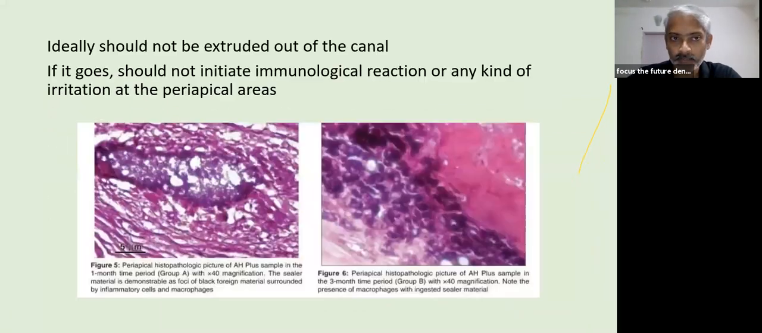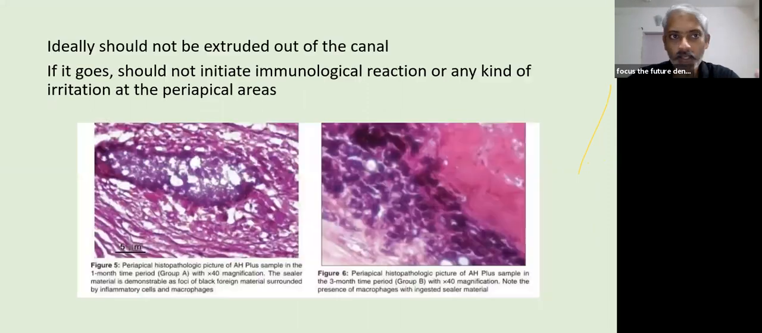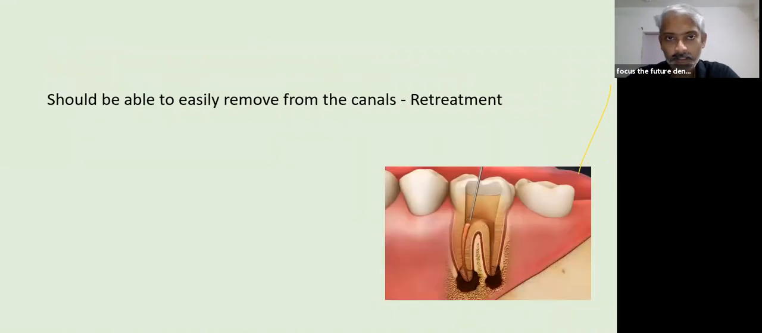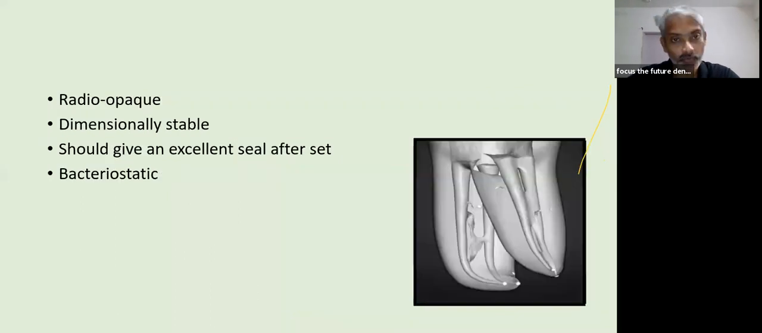So I can repeat it once more. Root canal sealer should properly occupy the space between the gutta percha and the root canal wall, number one. Number two, it should not create any kind of irritation to the periapical tissues. Number three, you should be able to easily remove it while performing a retreatment. Number four, the consistency and the working time should be good. It should easily be introduced inside the canal and you should get a good working time.